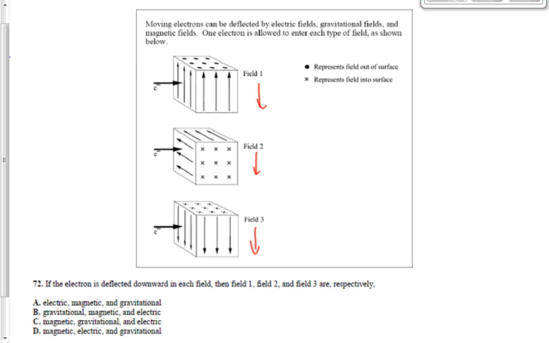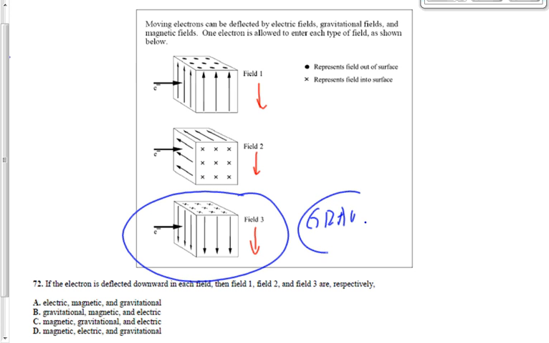Okay, let's go with gravity first, because that's the easiest one. If you've got a charged particle with mass, which of course all charged particles have, and we want it to experience a force downward, then there's got to be a downward field. Okay, downward gravity causes a downward force. That means that the third field has got to be gravity.